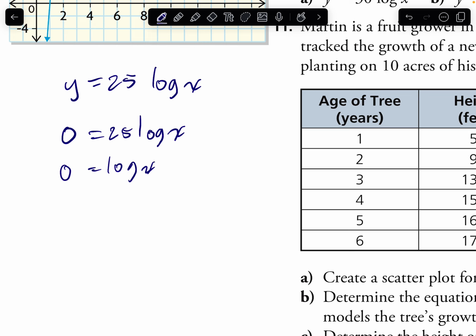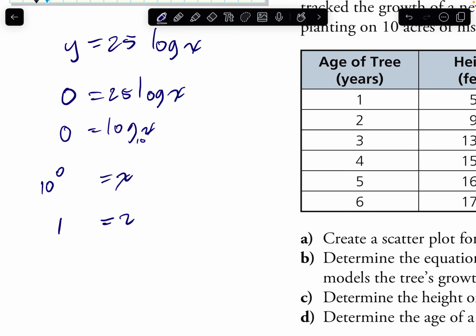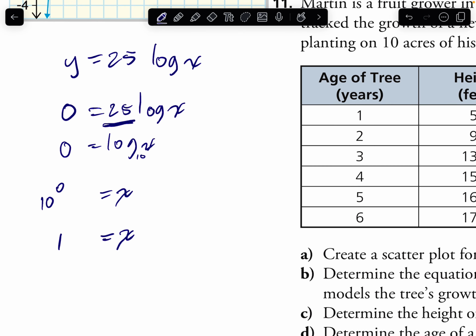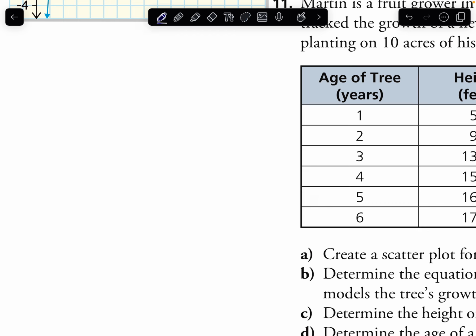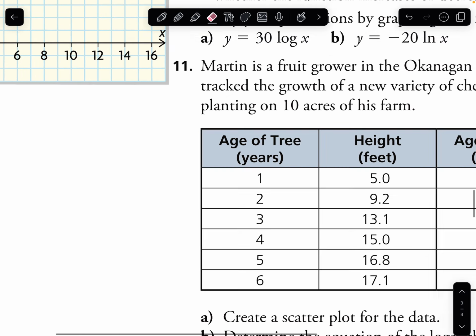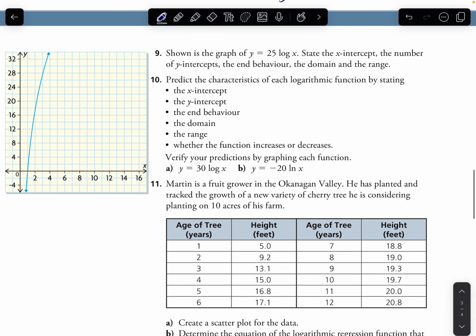And then it's saying, 10 to the power of 0 equals x. Sorry, that's the rearrange. And then 1 equals x. But it doesn't matter what this number out in front is. When you do that step, it always gets cancelled because you just divide by that number. So it's always going to be 1 unless your numbers inside changed. So if it's like log x plus 1, then it changes it. So for this one, I'll just do it down here. x-intercept 1, number of y-intercepts.